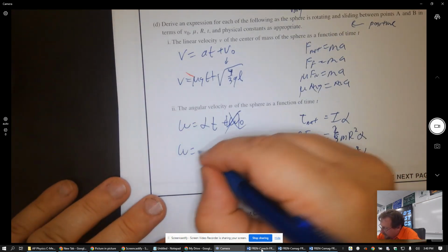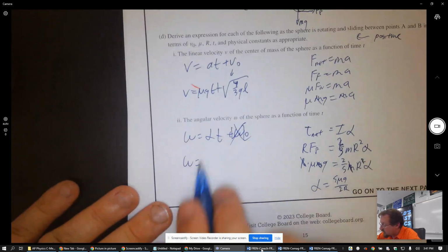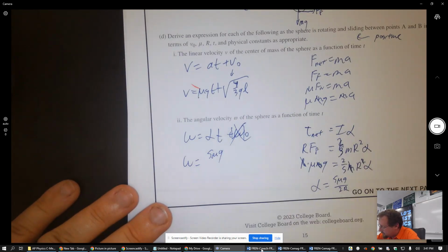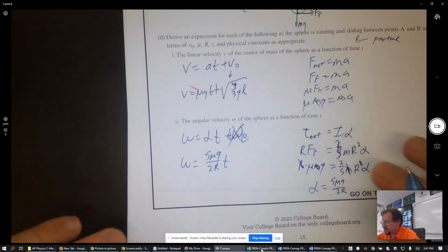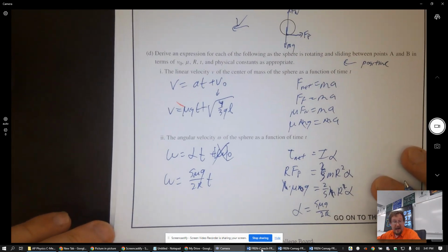So we're going to say omega, and this is speeding up in its rotation, so this is positive 5 mu g over 2r times t. How much do you want to bet it's going to ask me the time or distance to get it to stop slipping?